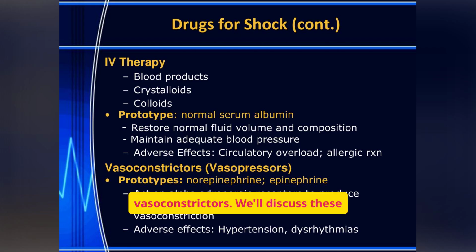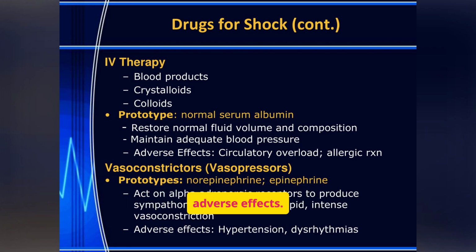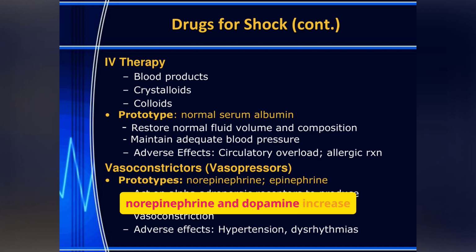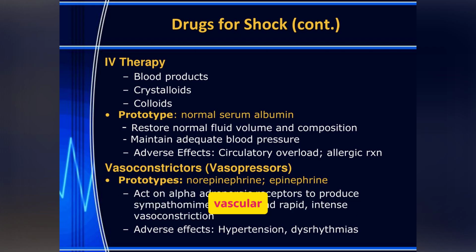We'll discuss these treatments and their potential adverse effects. IV fluids like crystalloids, normal saline, or colloids, albumin, help restore volume. Vasoconstrictors like norepinephrine and dopamine increase vascular tone. Side effects include hypertension, dysrhythmias, and extravasation injuries.